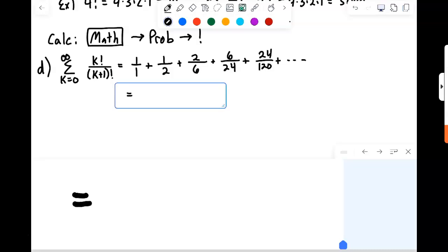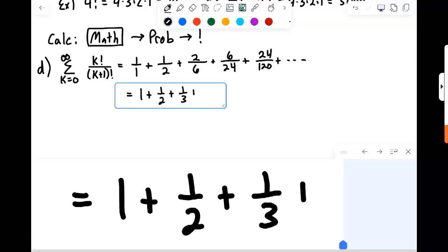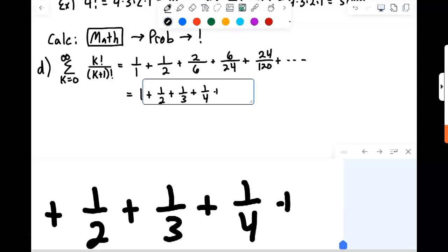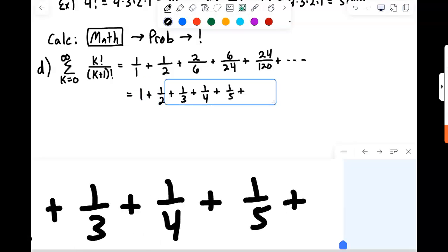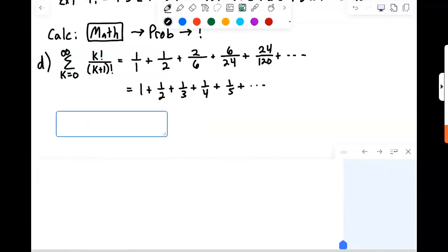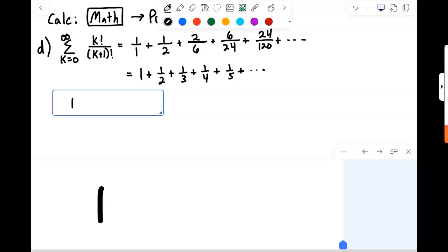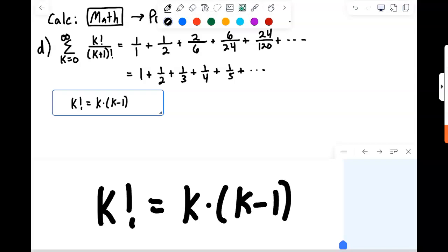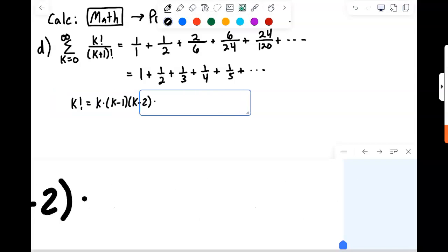This looks like the sequence 1 plus 1/2 plus 1/3, if we simplify it, plus 1/4 plus 1/5, and so on forever. Okay, so that's what we're dealing with here now. We want to talk about the limit of the underlying sequence. Now, k factorial, by definition, would be k times k minus 1 times k minus 2, and continuing all the way down, 3 times 2 times 1.